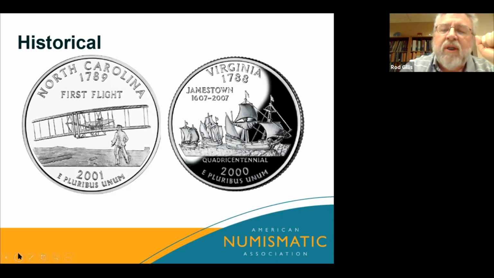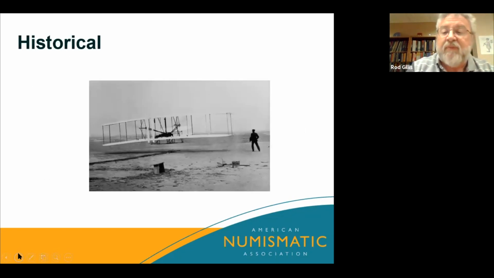Very, very important. And on the right-hand side, we have ships traveling to the quadricentennial of the founding of Jamestown, and the ships coming there in Virginia, which was the Virginia state quarter. So coins definitely reflect historical perspectives. Here's that picture that I was talking to you about, of the Wright brothers lifting off. You know, that is the most copied image of a photograph in the world. It's extremely popular.